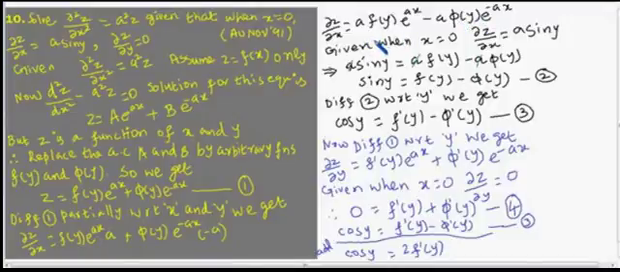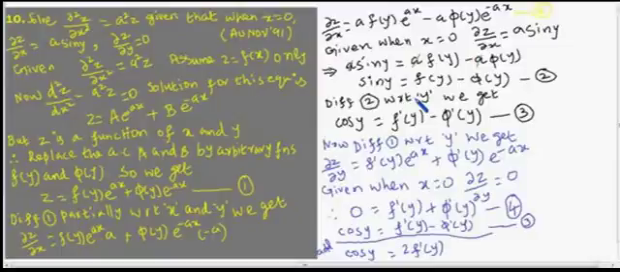Now look into the conditions given in the problem. Given that when x = 0, ∂z/∂x = a sin y. In this equation of ∂z/∂x, we can replace ∂z/∂x by a sin y, and when x = 0, e^(ax) becomes 1. e^(-ax) also becomes 1, because e^0 is 1. The right-hand side is a f(y) - a phi(y). All the terms have a, so we can divide the equation throughout by a. We get sin y = f(y) - phi(y). This is equation 2.